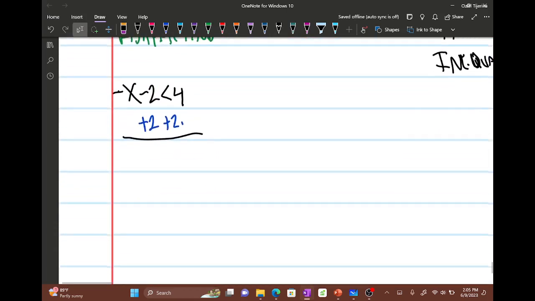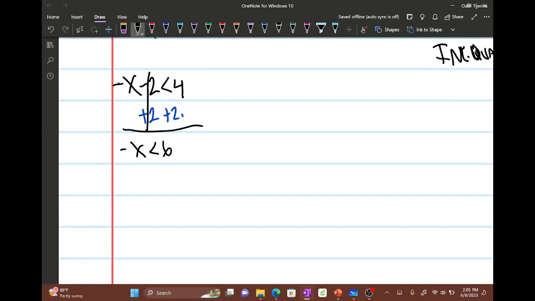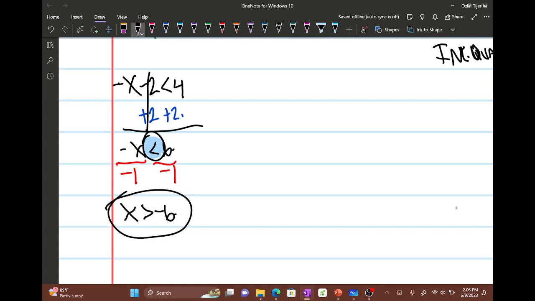But we have negative x less than 6. Now, if you divide by negative 1, you have to flip it. So this little inequality symbol flips around, right? It's going to be x greater than 6. I'm sorry, negative 6. Excuse me. So you have to be careful, guys. It's so important, and I cannot stress that enough. So yeah, that's yet another error.